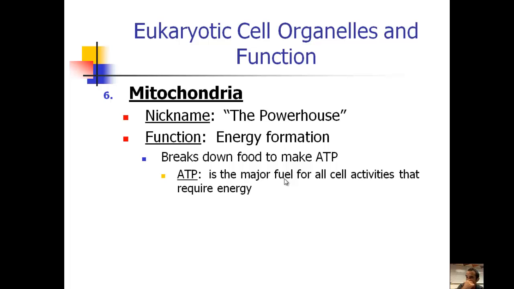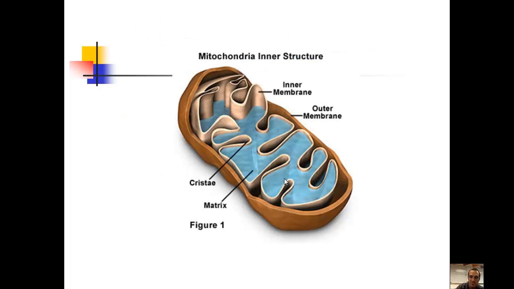So we've talked about active transport, and that's a process where you've got to use energy to move materials across a membrane. Active transport would require ATP. And so it's going to be made in the mitochondria and then used for things like active transport. This is what a mitochondria would look like.